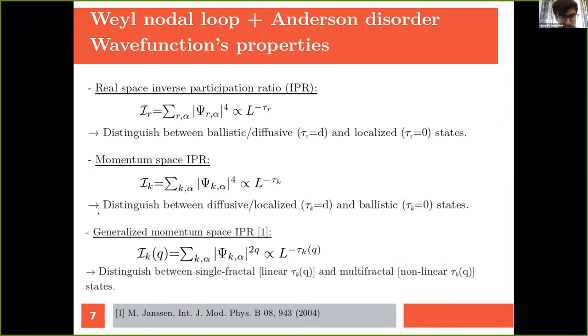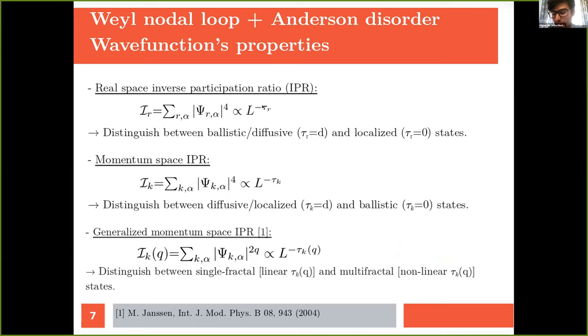So let's look at this exponent here, this tau r. I was misleading. Let me reformulate. So actually, you can obviously distinguish the Anderson transition with the real space IPR.